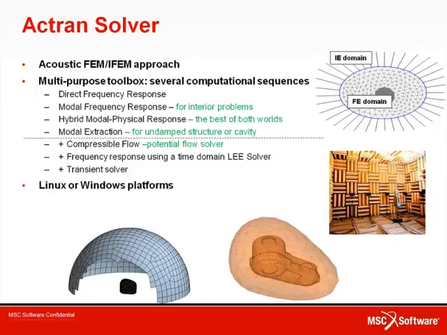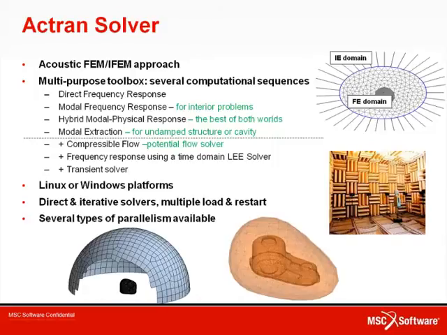So Actran is compiled on Linux and Windows platforms, both in 32 and 64-bit versions. And we have very efficient solvers available to solve algebraic problems. So we have direct and iterative solvers. All these solvers include a multiple load case capability, meaning that different excitations can be solved independently, but all at the same time for almost no extra cost. And then different types of parallelism are available, so the computation can be spread on different processors according to different strategies. So we have frequency parallelism, domain parallelism, or matrix parallelism.